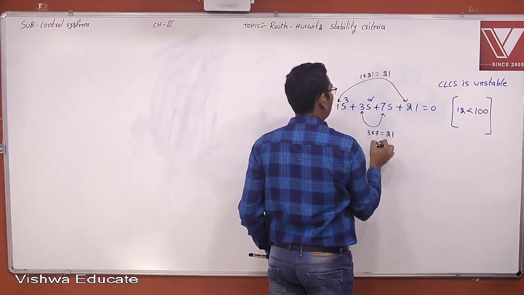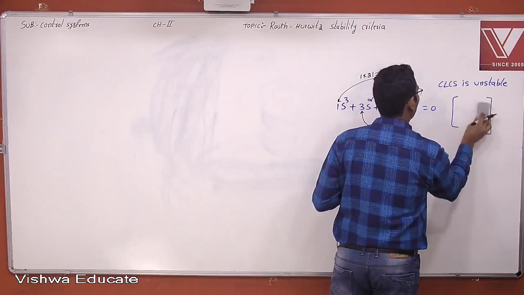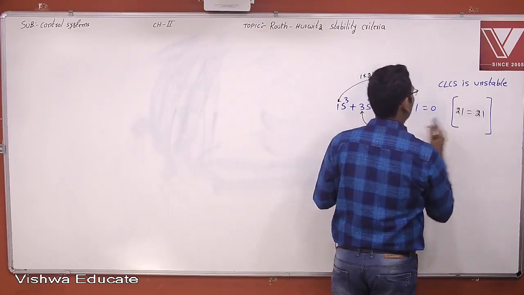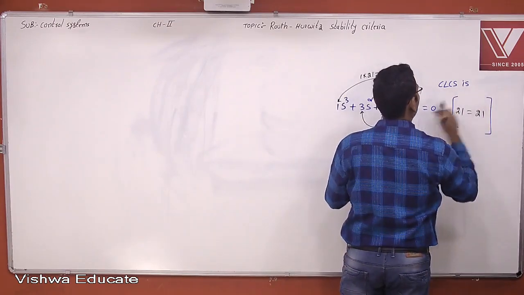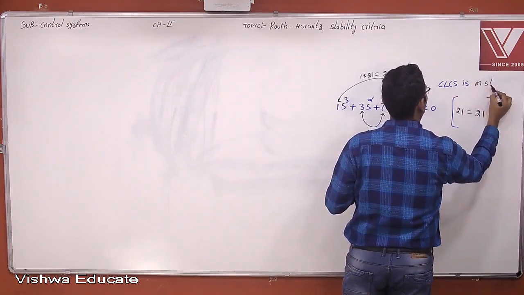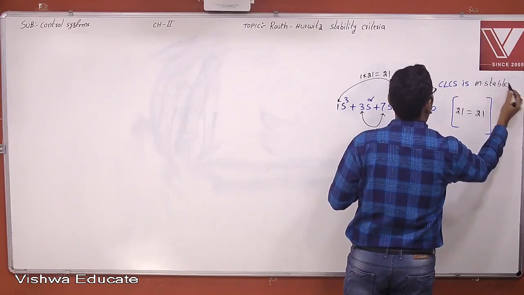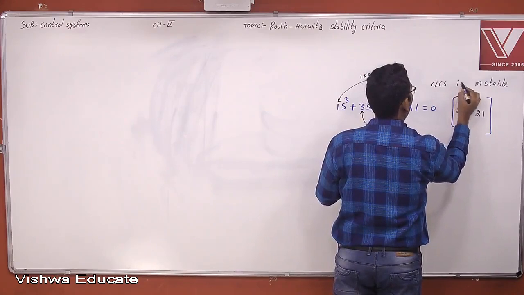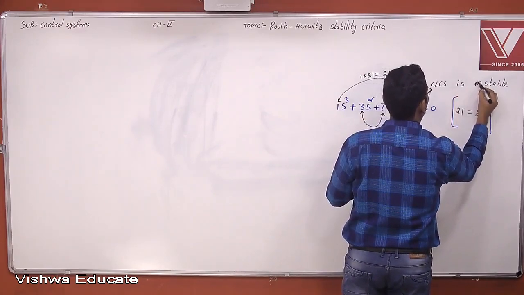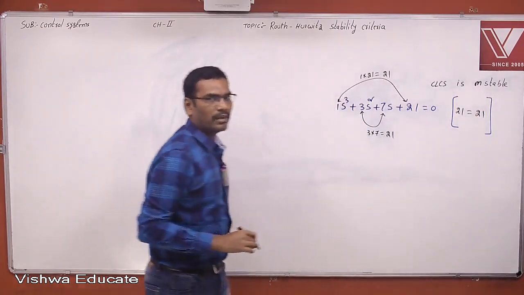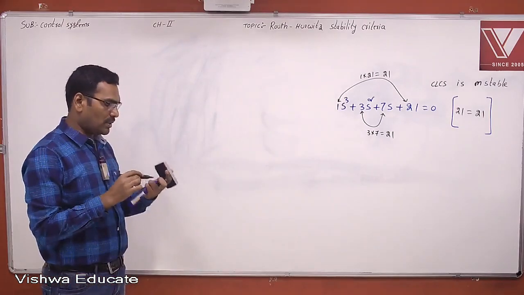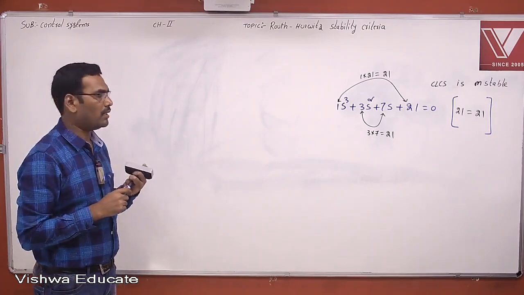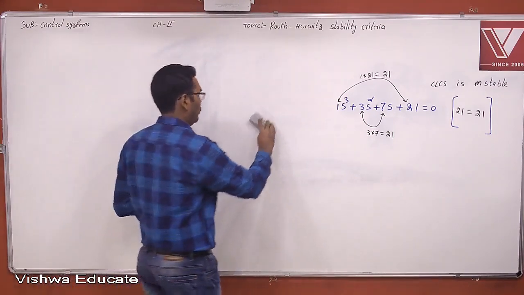The internal quotient product is equal to the external quotient product. If the internal quotient product is equal to the external quotient product, the closed loop control system is marginally stable. Understand or not? So this is the shortcut method. But sir, then you show me this in the general method. Okay, I will tell you that in the general method also.